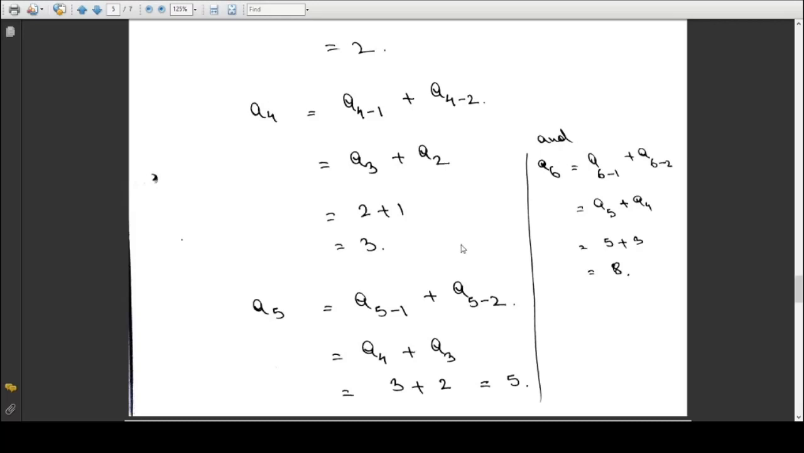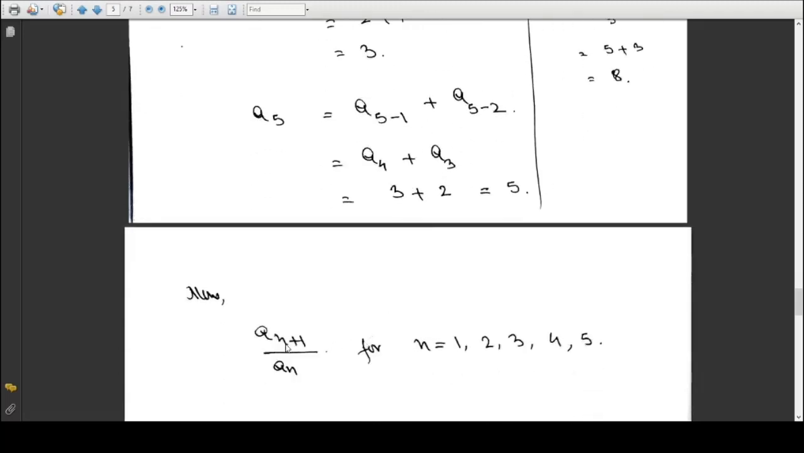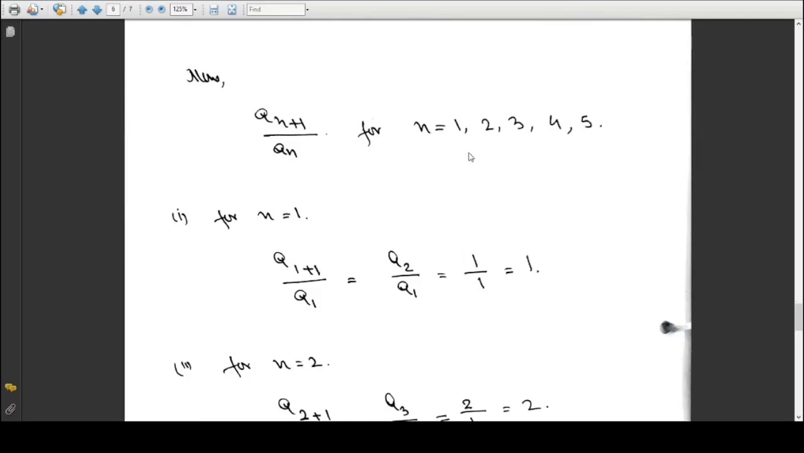Okay, now we have found the first term, second term, third term, fourth term, fifth term, and the sixth term. Now we will utilize the values of these terms in finding the value of a(n plus 1) by an, for n equal to 1, 2, 3, 4, and 5. Let us try with the first value, n equal to 1. a(n plus 1) by an will be a(1 plus 1) by a1, that is a2 by a1. a2 is 1, a1 also is 1, which is already given, so that gives us 1.